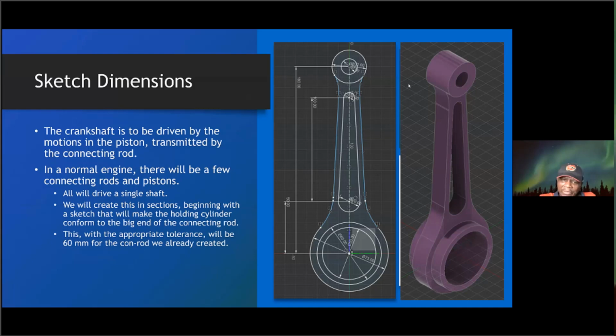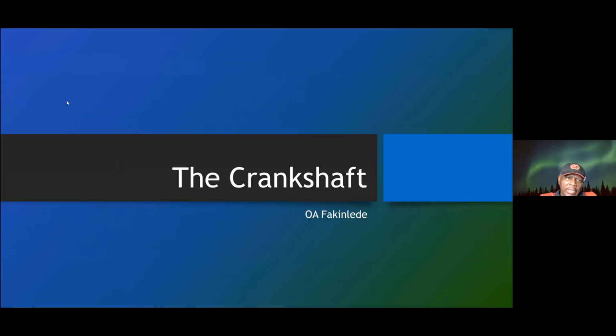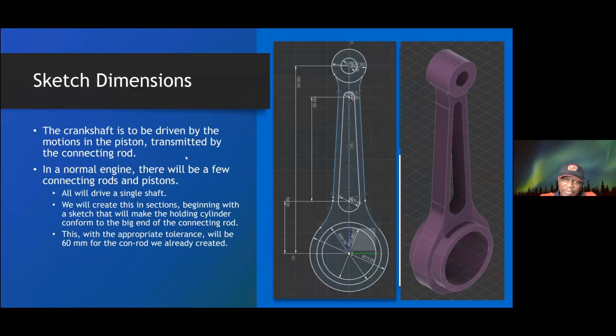The other end will be inside the piston. So the crankshaft is to be driven by the motions in the piston, transmitted by the connecting rod. In a normal engine, there will be a few connecting rods. The crankshaft will be driven by the piston, and it is the crankshaft that actually puts the vehicle in motion. So that crankshaft will be connected to the gear system, and it will transmit motion to the wheels, and that's how a vehicle will move.